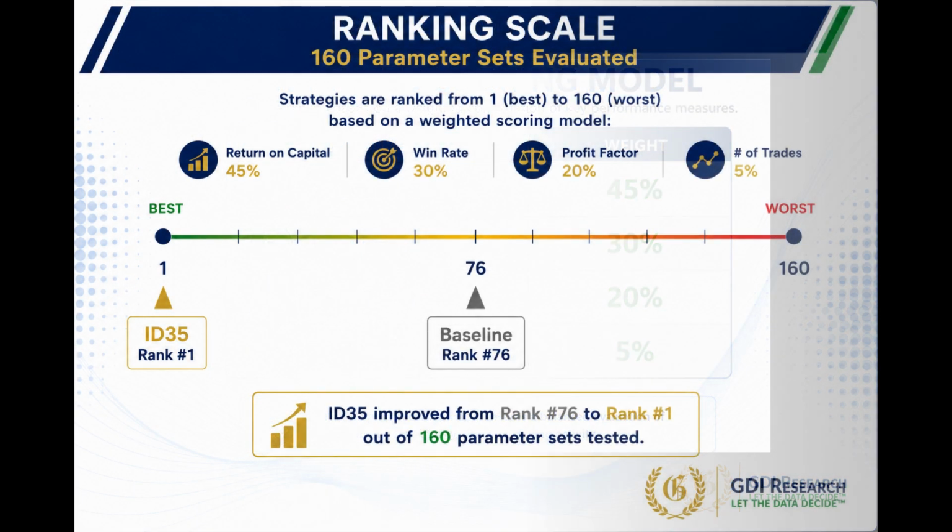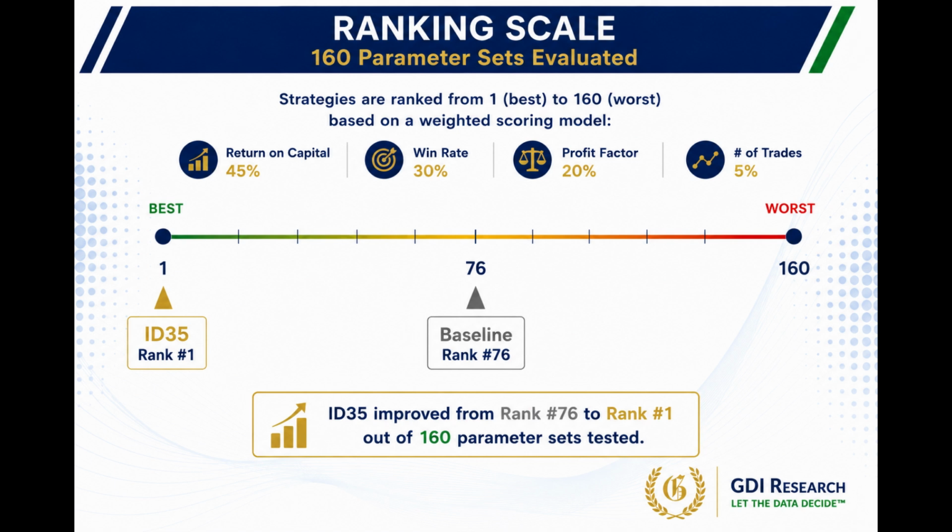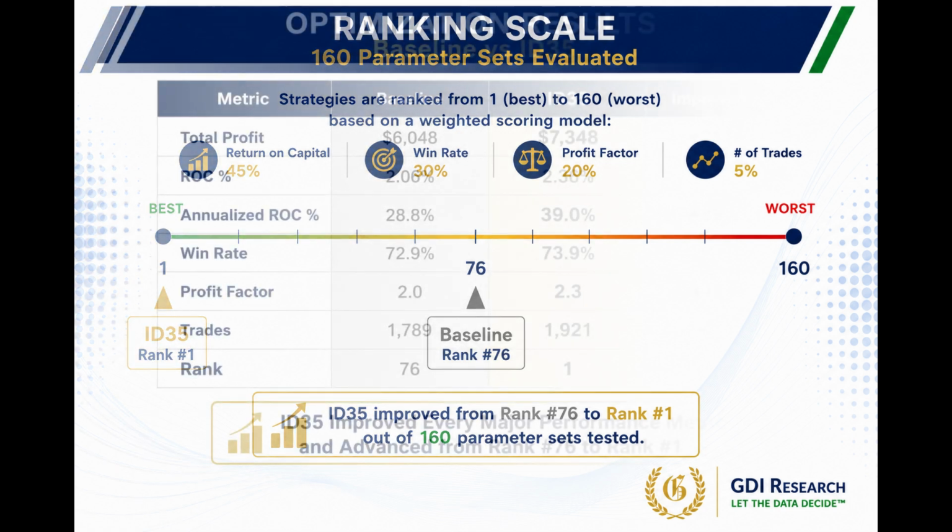What surprised me most wasn't that a winner emerged. It was that ID 35 stayed on top through multiple audits, formula revisions, ranking changes, and trade log validations. The optimization process produced significant improvements over the original baseline strategy. Win rate increased. Return on capital improved. Profit factor increased. Annualized return improved. More importantly, these improvements were achieved using the same disciplined, rule-based approach. The data, not personal opinion, determined the final parameter settings.